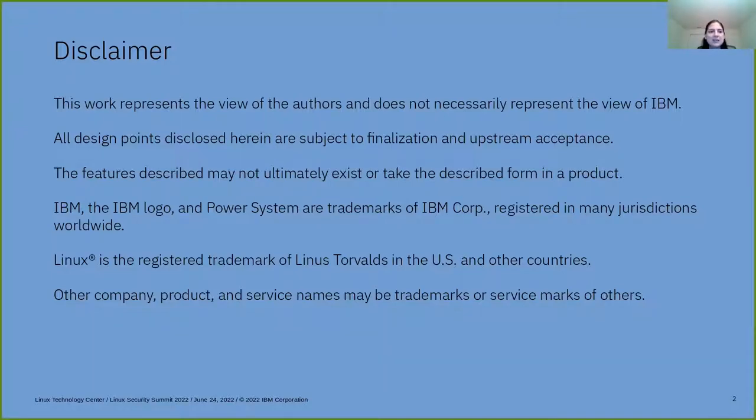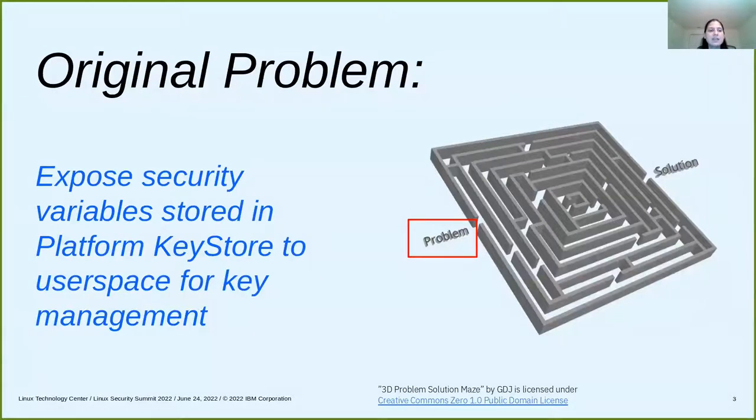Okay, so let's get it started. As I said, I'm working in the Linux Technology Center, in the Linux security team, and we work on enabling various security features on Linux on Power. Currently, we are trying to make use of Platform Keystore, which is a secure storage provided by the firmware and which can be used for storing various security variables, like asymmetric keys and symmetric keys, which are then used by various security features across the firmware stack.